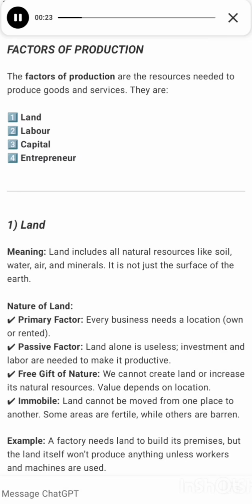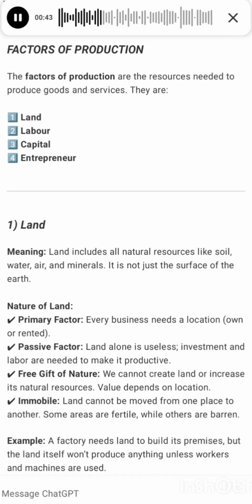Nature of land. Primary factor. Every business needs a location, own or rented. Passive factor. Land alone is useless. Investment and labor are needed to make it productive. Free gift of nature. We cannot create land or increase its natural resources. Value depends on location. Immobile.